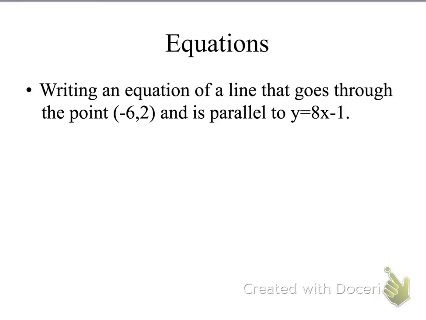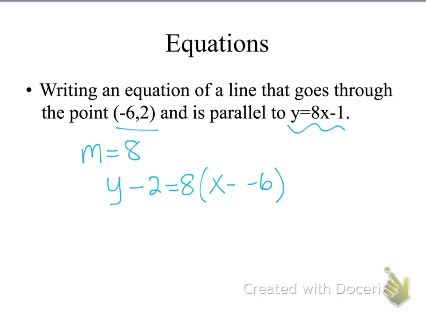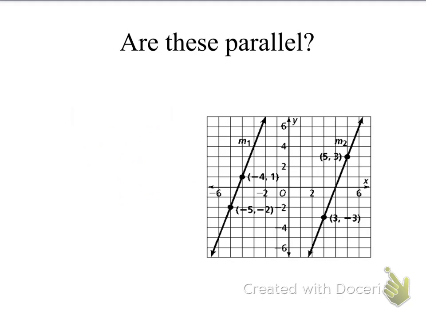Okay, write an equation of a line that goes through this point and is parallel to this. I said they have to have the same slope. So right now the slope is 8, so my new equation, slope is 8. I like point slope equations, so I'm going to do y minus my y value equals my new slope, x minus my x value. Two negatives will make that a positive. If I wanted to get it into y equals mx plus b, I'd distribute that 8, and I would add 2. Okay, but they should have the exact same slope.